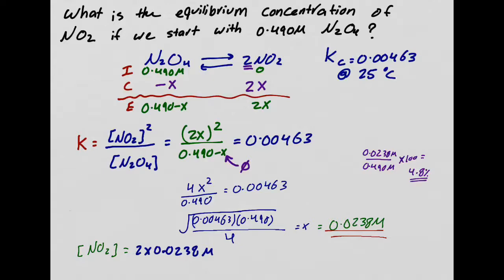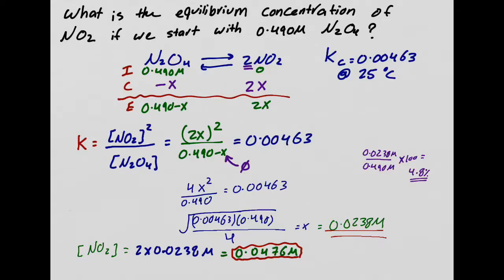And let me finish it. So this would be 0.04776 molar. That would be the equilibrium concentration of NO2, and that's what the question asks you for. Again, why is it 2x? Because at equilibrium it is 2x, because for every x that goes away, 2x is going to be formed.